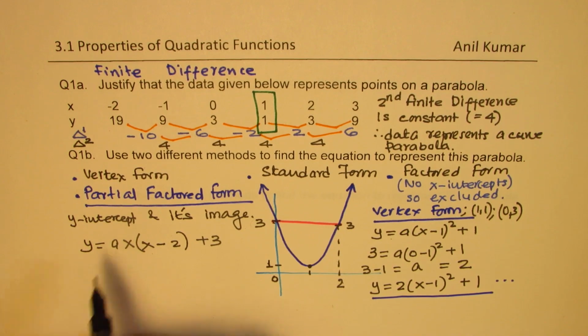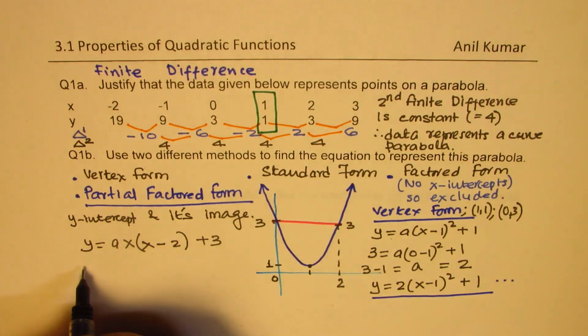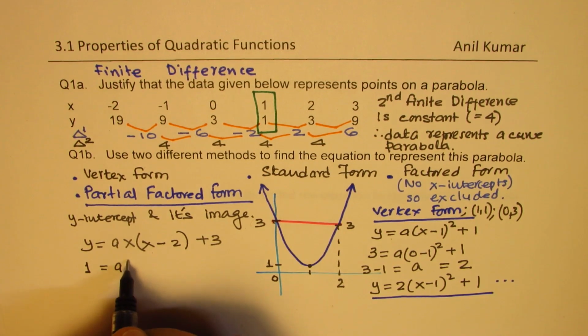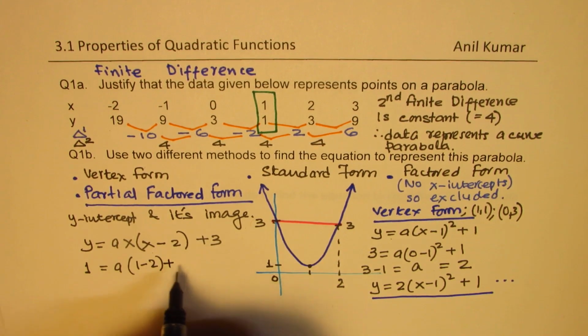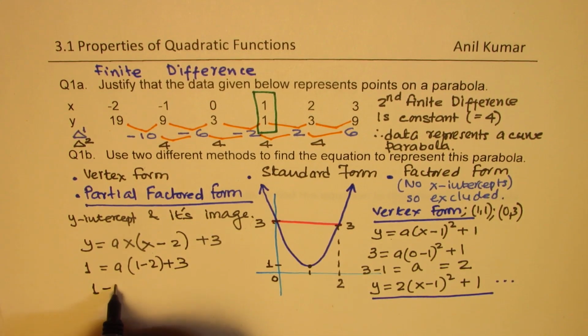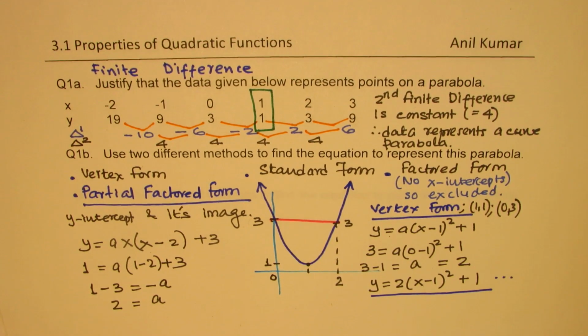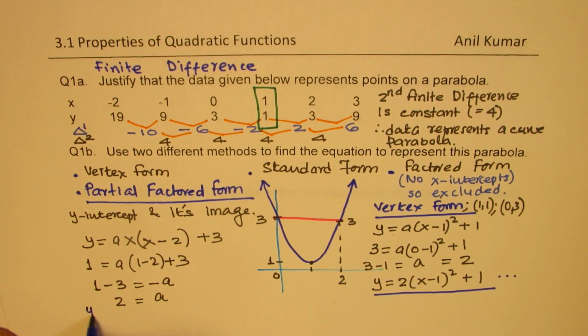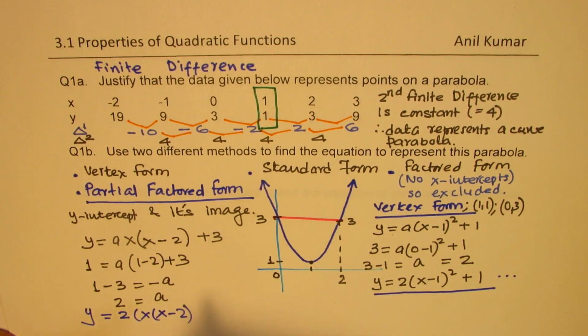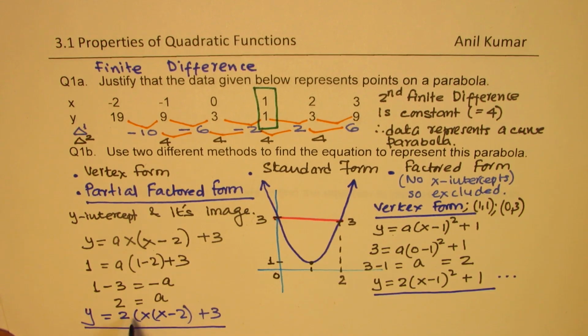To find the value of a, we can use any one point. So we can use 1 and 1. If I use 1 and 1, I get 1 equals a times 1 minus 2 plus 3. And that means, bringing 3 on this side, 1 minus 3 equals, when you open this, minus a. So we get a equals 2. Clear? So we get the equation. Now, when a is 2, we can write this equation as y equals 2 times x minus 2 plus 3, right? So that is how we could get this equation in the partial factored form. Is that clear to you?